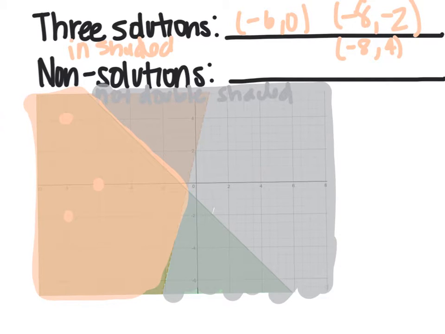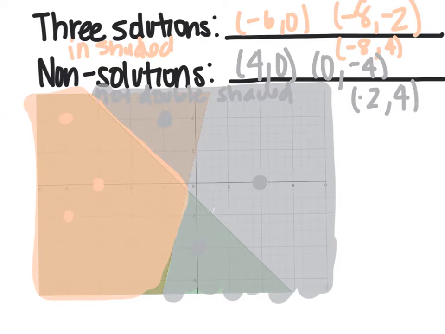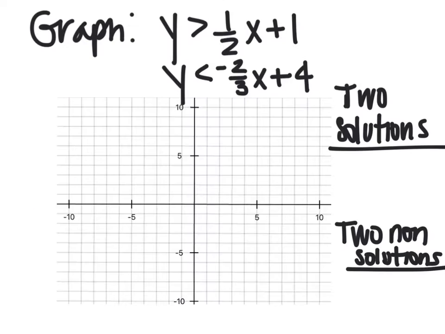So to give some specific points, this point here, which is the ordered pair 4, 0, would be not a solution because it's in the not double shaded part. This point here at 0, -4 is also not a solution. And then this point here, which is at -2, +4, is also not a solution. So anything in the double shaded part over here is going to be a solution. Any part in the non-double shaded part is going to be not a solution.